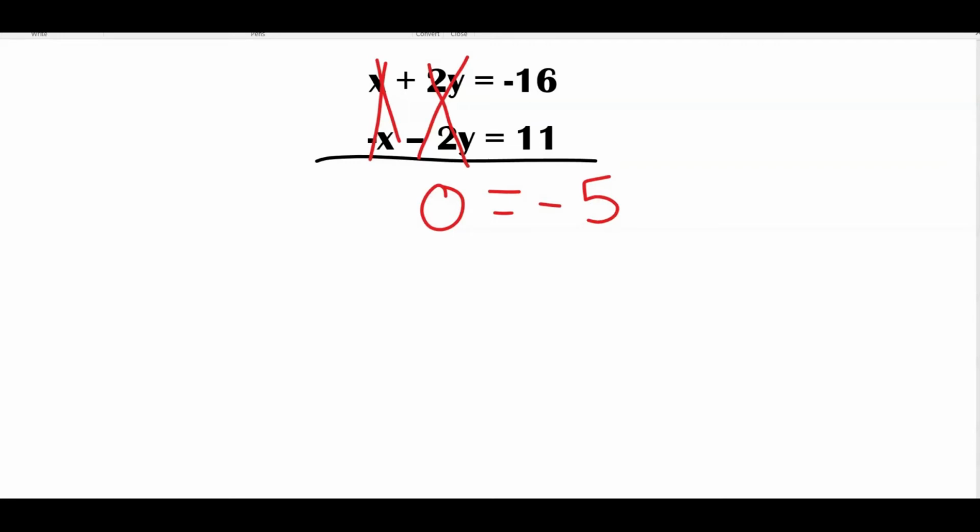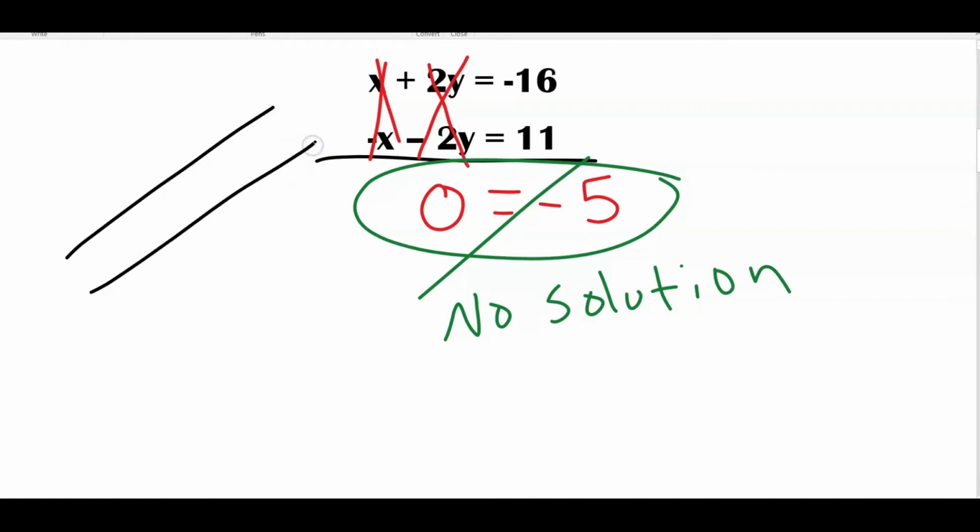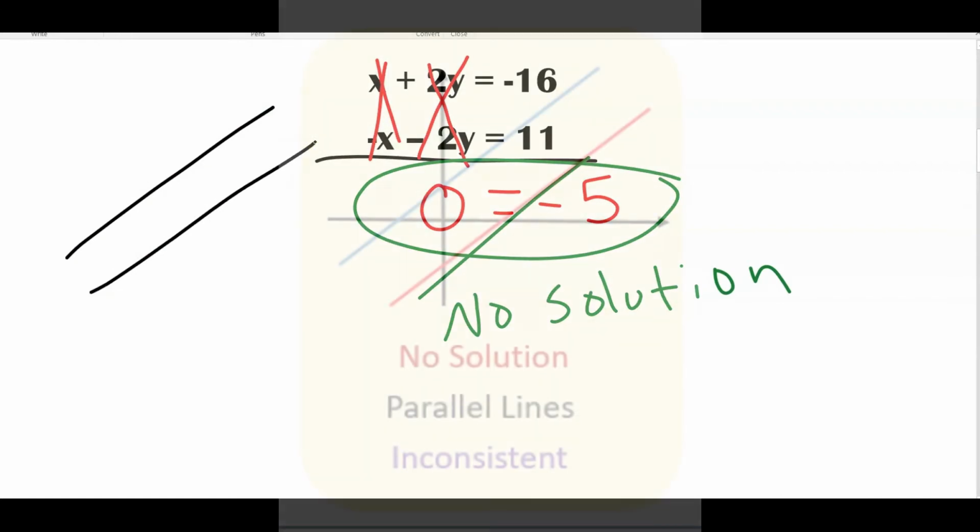Well, this is not a true statement. If you ever get something like this that does not make any sense, that's not a true statement. 0 does not equal negative 5. Okay, if it's not true, that's what we call no solution. What that actually means is that if I were to graph these two lines, a solution to these equations is where they cross. Well, if there's no solution, that simply means these are parallel lines. They never cross. There is no solution.